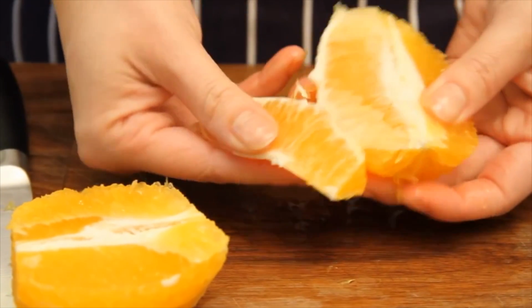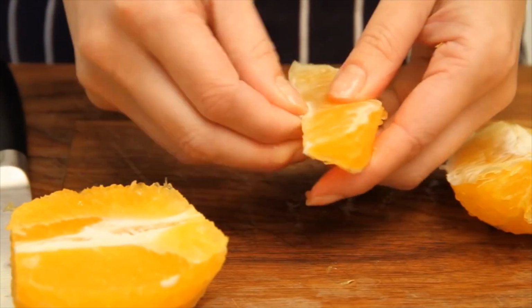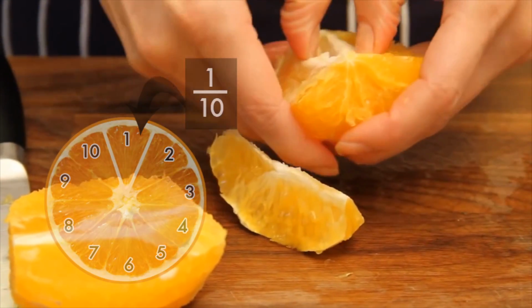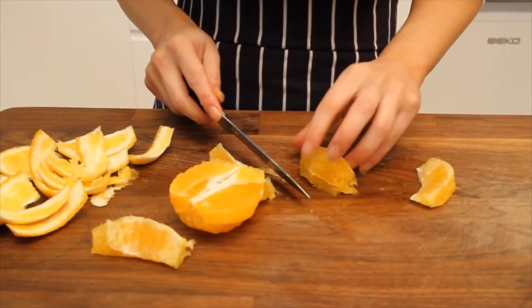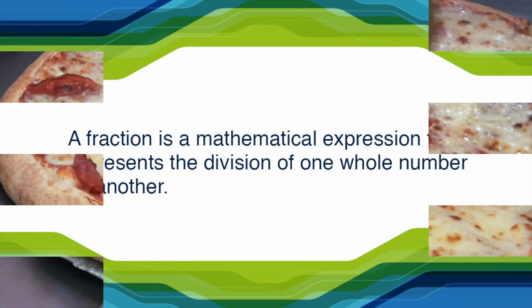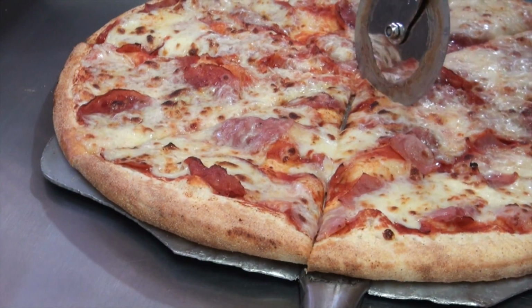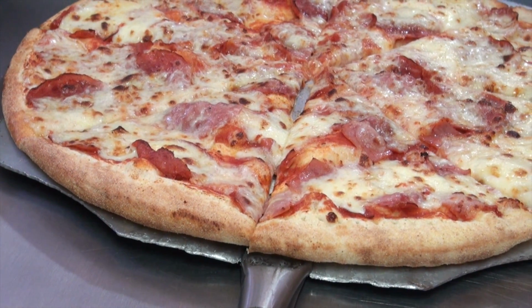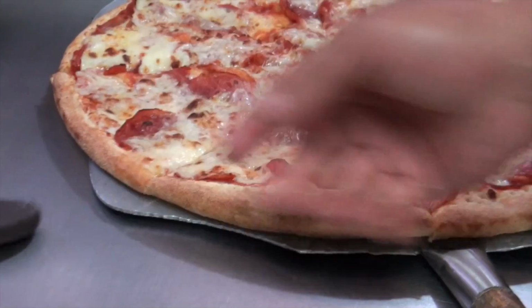An orange has 10 segments. Each segment is a tenth of the whole orange. We use fractions every day. A fraction is a mathematical expression that represents the division of one whole number by another. Fractions are used in many ways. Fractions represent a relationship of parts to the whole.